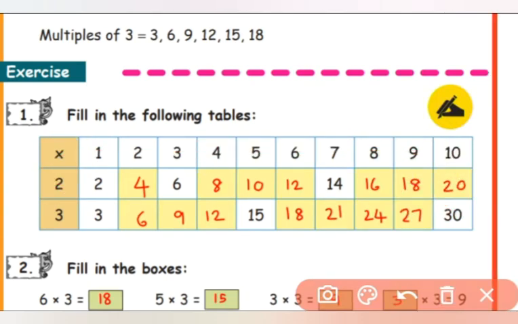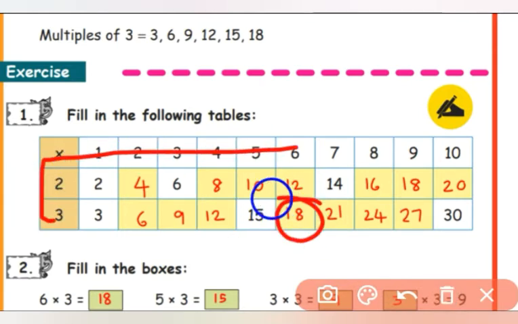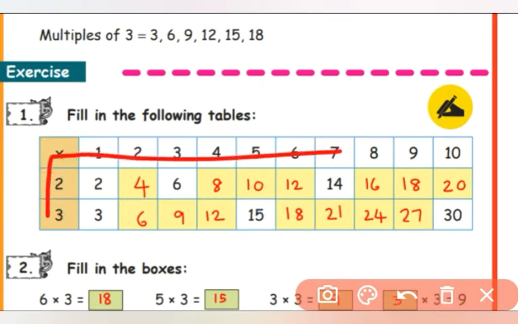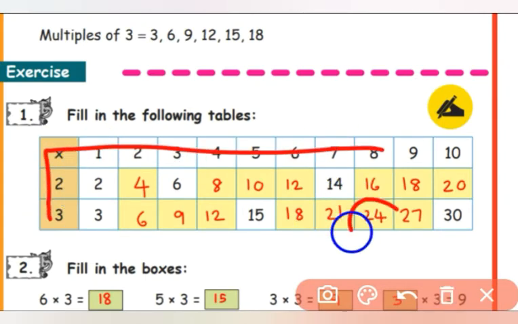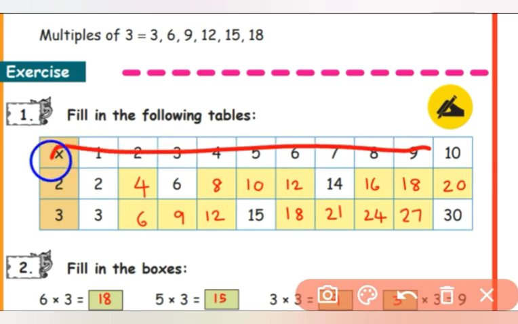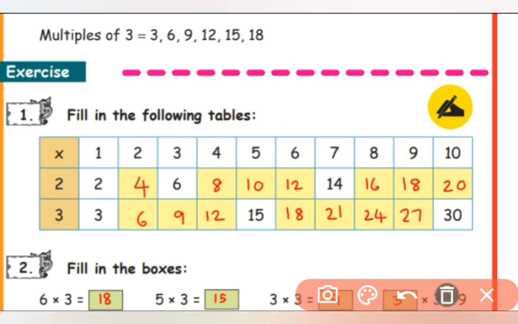Next, see 2 into 3 is equal to 6. 3 into 3 is equal to 9. 4 into 3 is equal to 12. 6 into 3 is equal to 18. 7 into 3 is equal to 21. 8 into 3 is equal to 24. 9 into 3 is equal to 27.